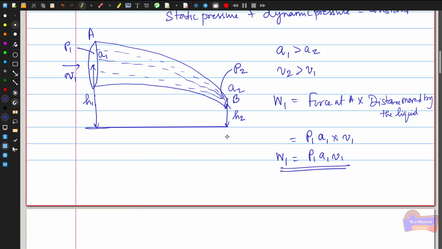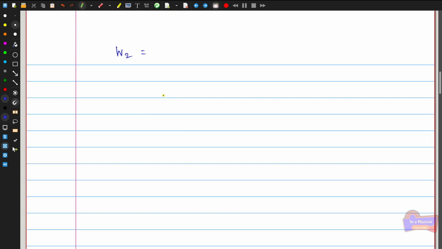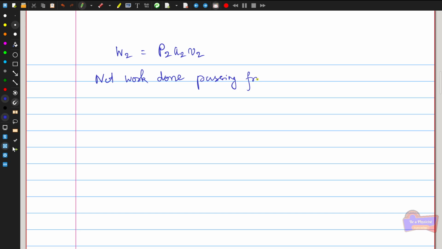Similarly, we can calculate the work done at point B, which is taken as W2. So W2 is equal to the work done per second on the liquid leaving at the tube B. So W2 is equal to P2 A2 V2, where P2 is the pressure at point B, A2 is the area of cross section, and similarly V2 is the velocity of the liquid. So if you consider the net work done by the fluid in passing from point A to B, it can be given as W, which is equal to W1 minus W2.